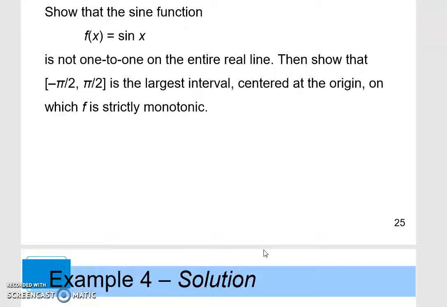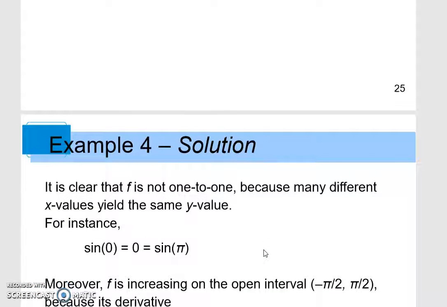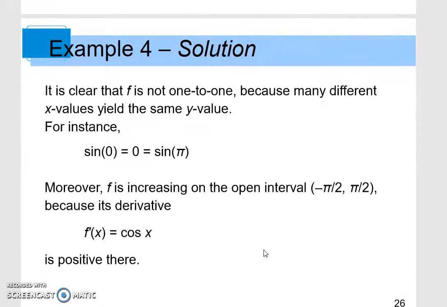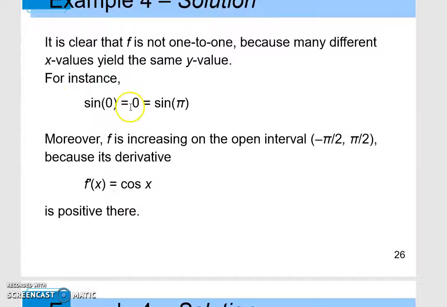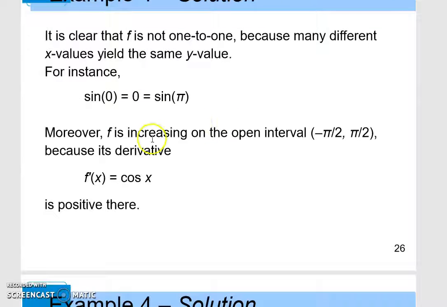And so you'd have to pick an interval to decide which one you're going to pick to make it monotonic. So for instance, we have sine of 0 is equal to 0, but then we also have sine of pi is equal to 0. Moreover, f is increasing on the open interval minus pi over 2 to pi over 2 because of its derivative f prime of x.